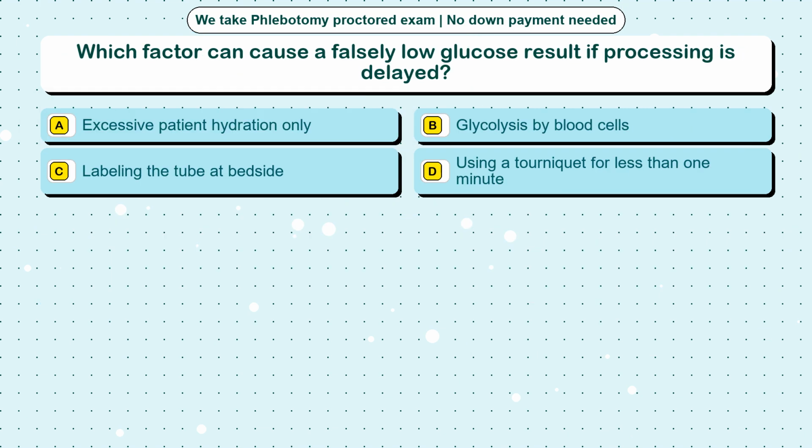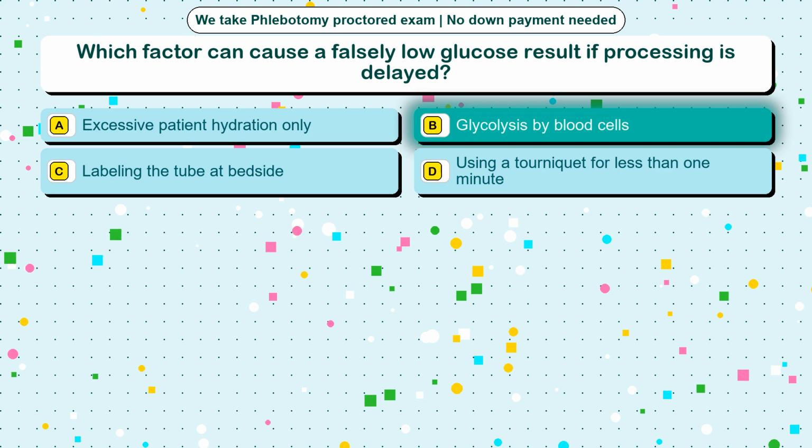Question 51. Which factor can cause a falsely low glucose result if processing is delayed? Option A, excessive patient hydration only. Option B, glycolysis by blood cells. Option C, labeling the tube at bedside. Option D, using a tourniquet for less than 1 minute.